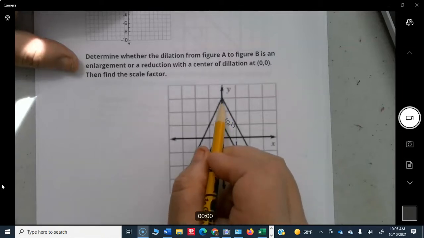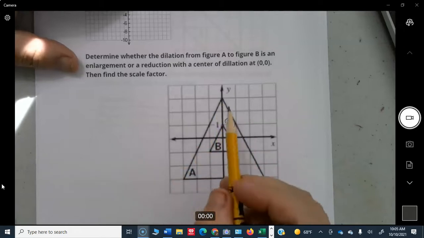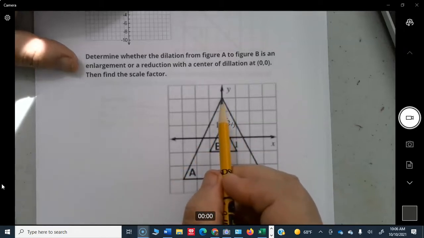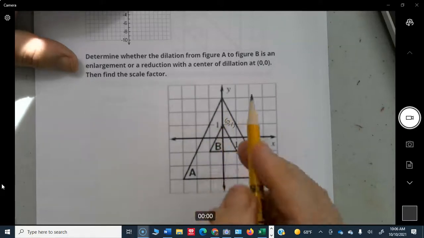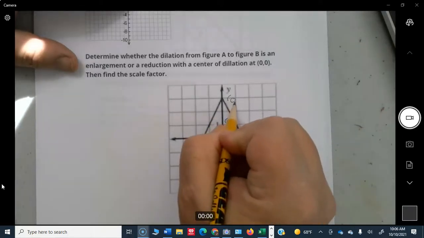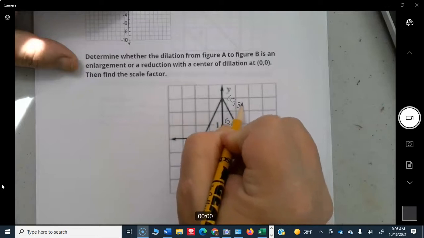Now what about this point? This is the corresponding point. Corresponding means it matches up with it. This is a corresponding point with this. And what's the coordinate of that? 1, 2, 3. So it's 0 on the x-axis and 3 up. So this is going to be 0, 3.